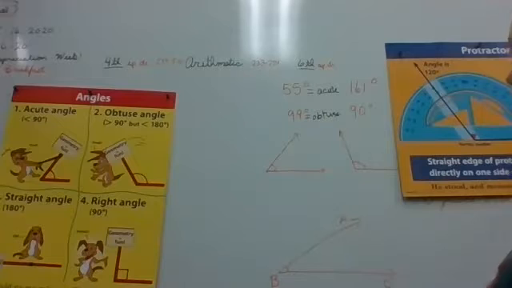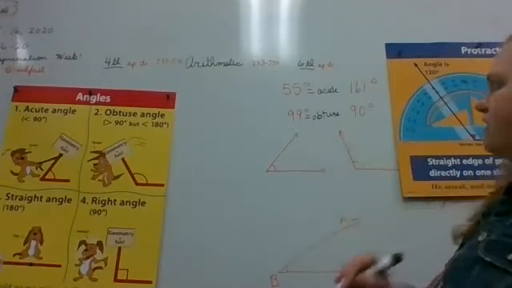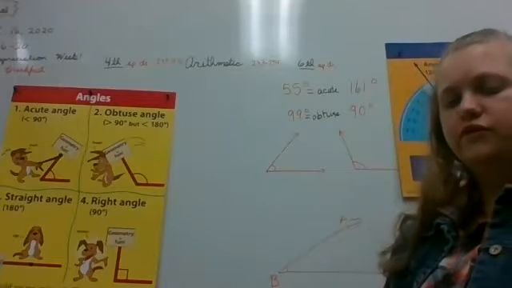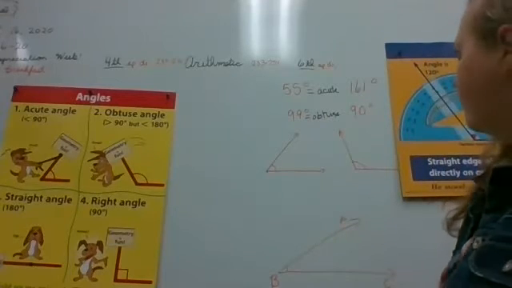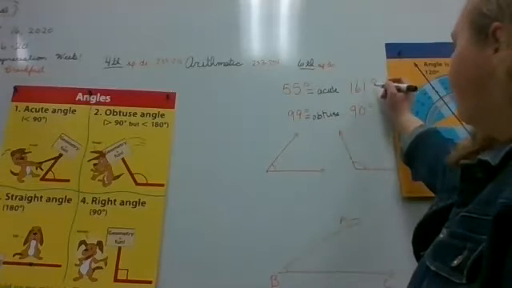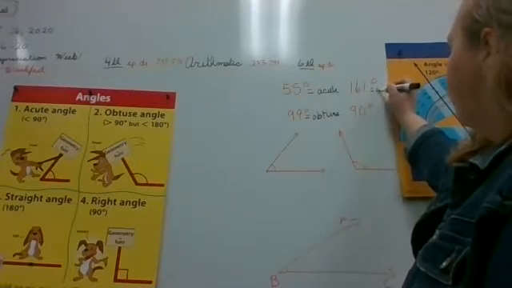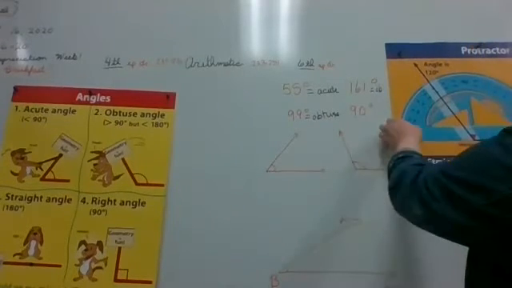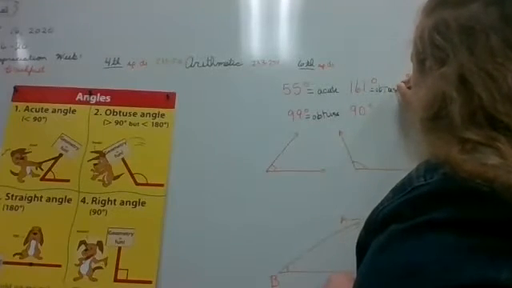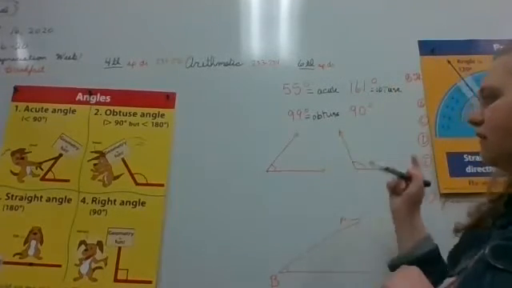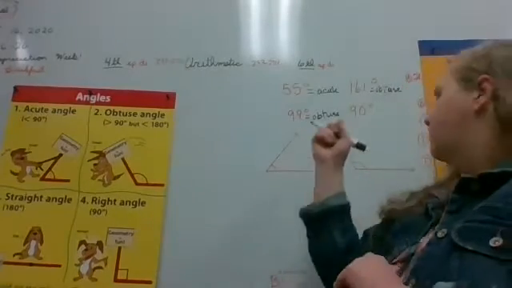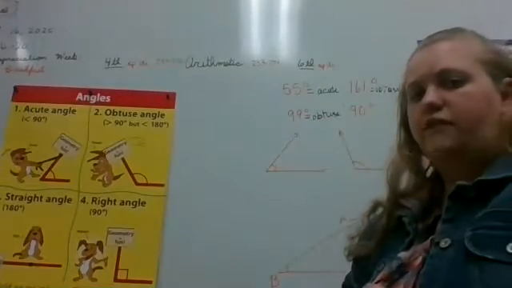Okay, 161 degrees. Is that going to be acute, obtuse, straight, or right? Okay, 161 degrees is going to be obtuse, because it is less than 180 degrees, but greater than 90 degrees. So that would make this one, 161 degrees, obtuse.